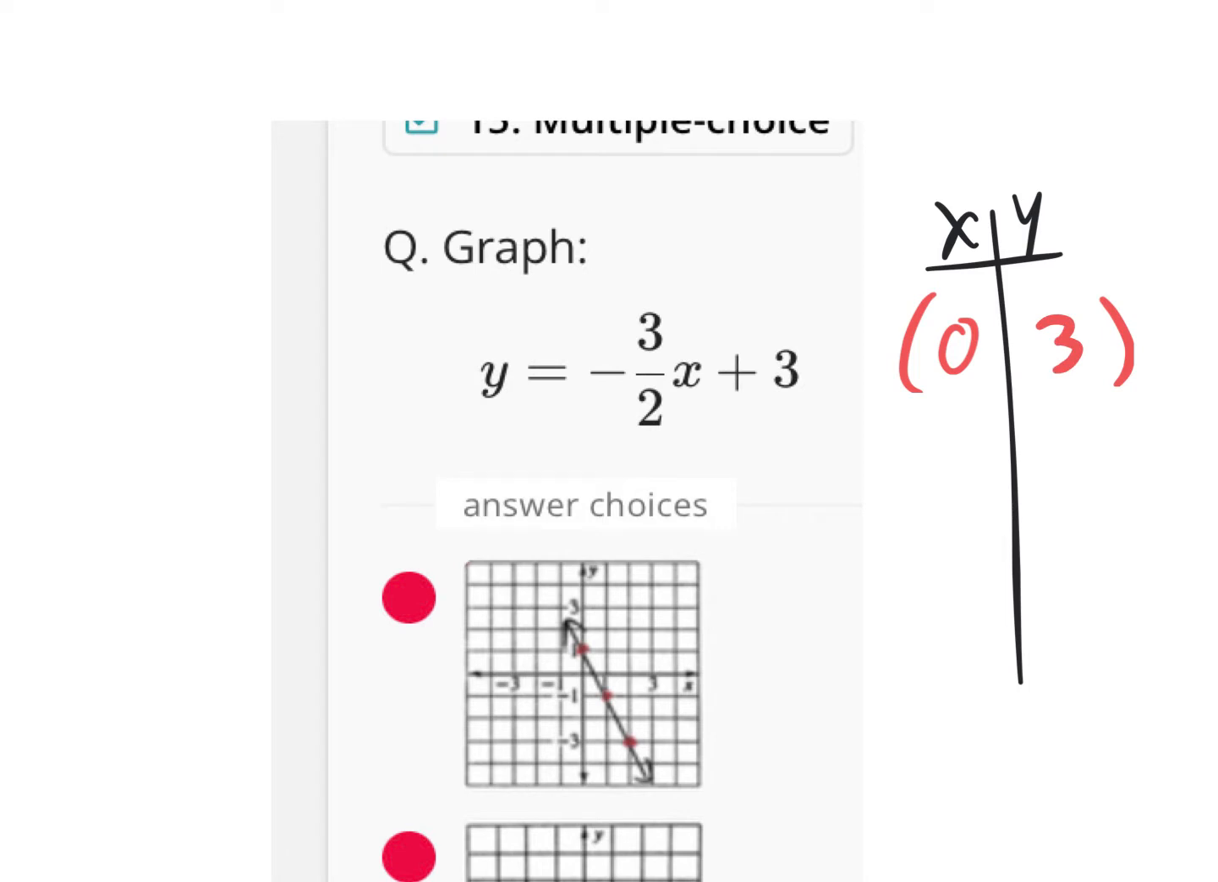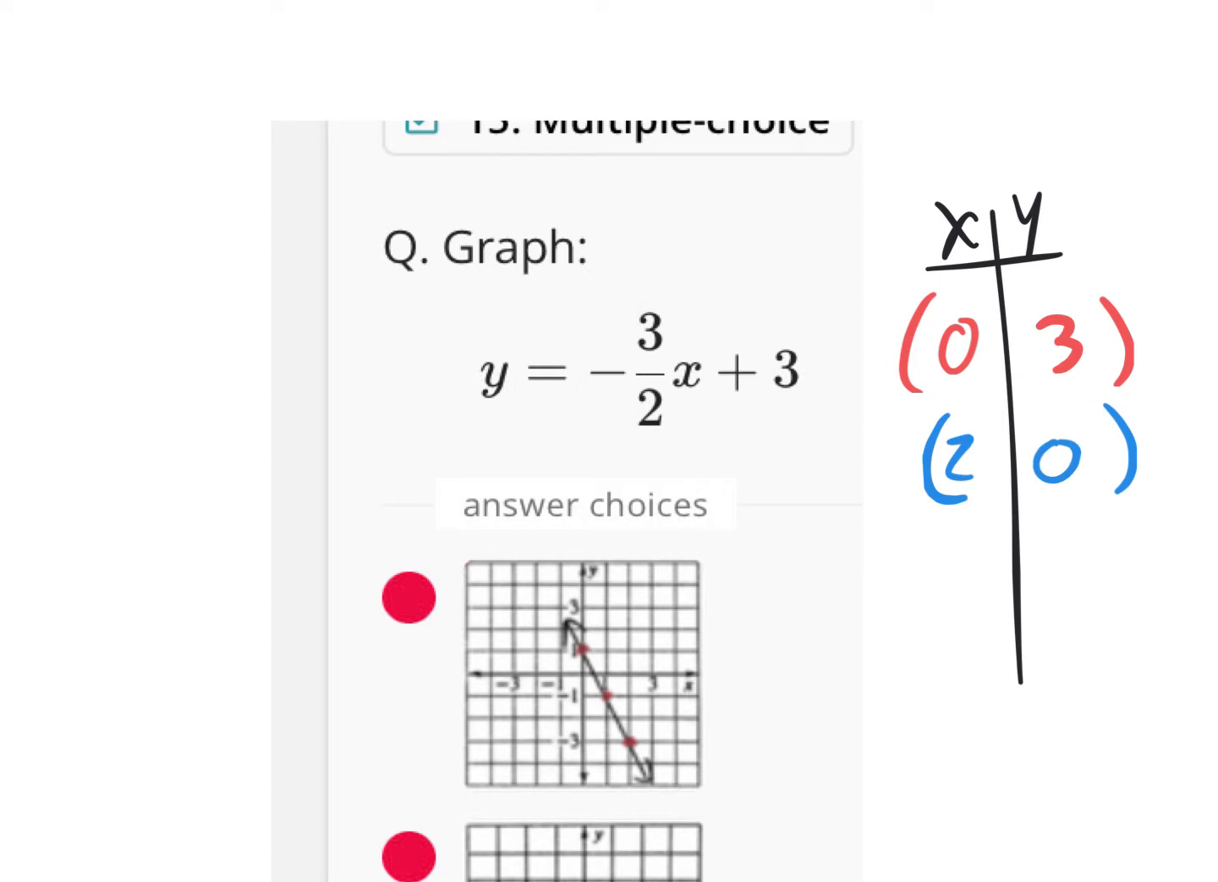Now, what other number would be nice to plug in to the x value? When you have a fraction in front of it, it would be nice to plug in the denominator of that fraction, because when you multiply a fraction by its denominator, it'll cancel out. So let's plug in a 2. When we plug in a 2 right there, the 2's eliminate, and what do I have left? I have a negative 3 plus 3, which is 0.